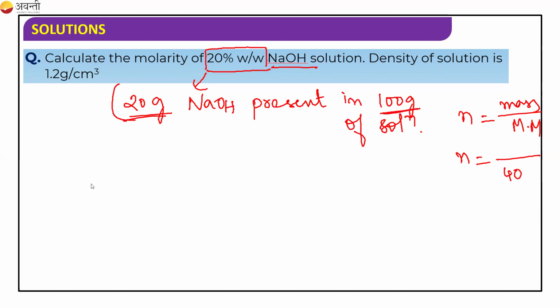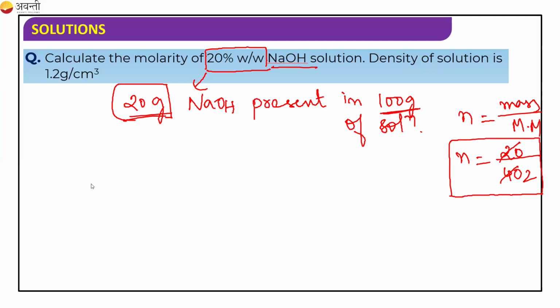So the mass of sodium hydroxide is equal to 20. So 20 by 40 is nothing but 1 by 2. You can keep this as 20 by 40 itself, no issues. So the number of moles is ready to substitute in the molarity formula.